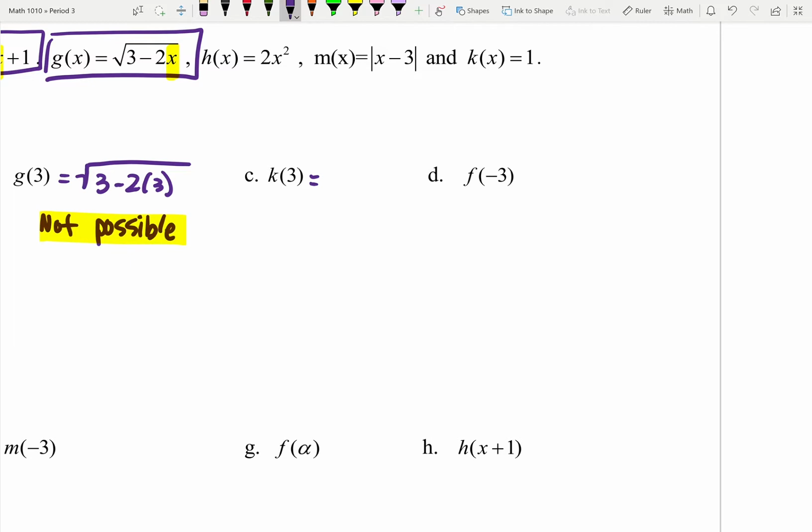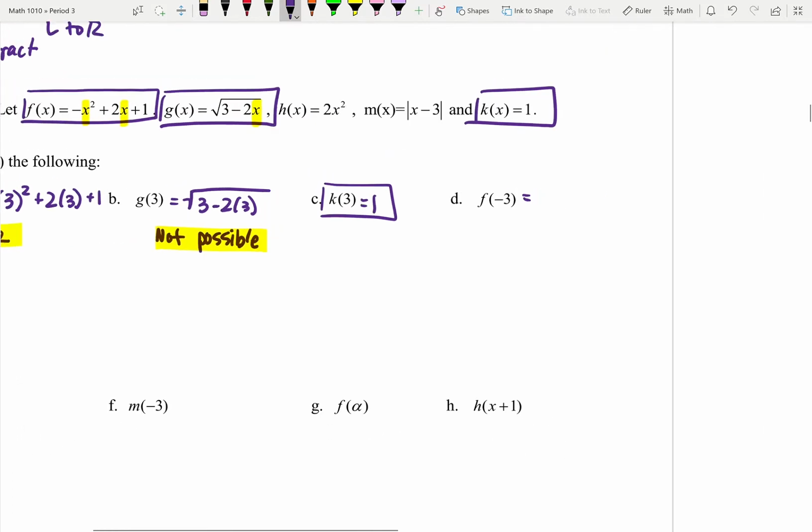Okay, find k of 3. So here's k of x, and there's no x there. Wherever I see an x, I put in a 3, but I don't see an x. Somebody tell me what the answer is. It's just 1, yeah. K of 3 is 1 because there's no x to put a 3 in for. So there's your answer, okay?